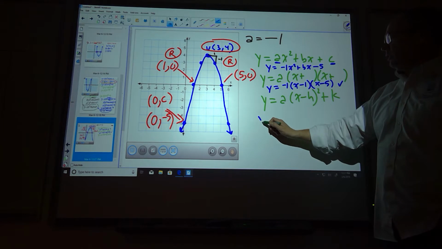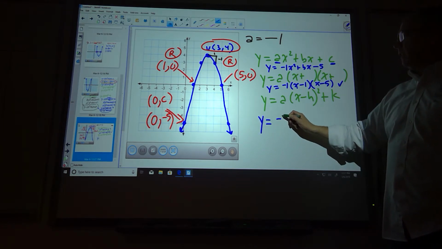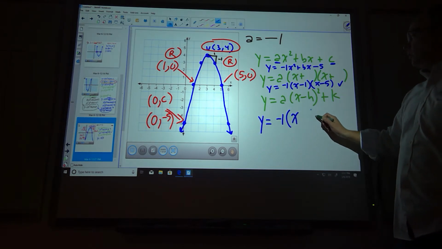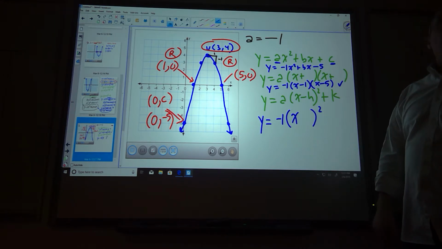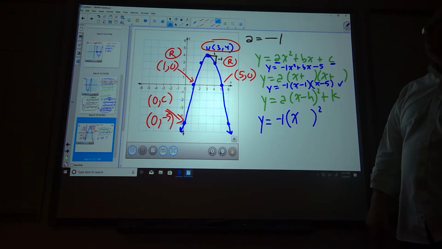Let's see if we can use the vertex form. Okay, I know I have the negative 1, x. What's my h value? Look at my vertex.